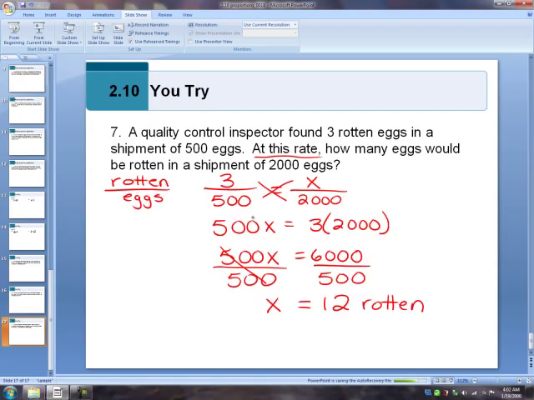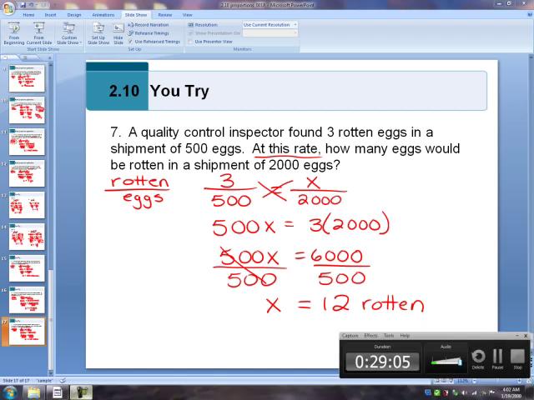Okay. Oh, and guess what? We are done. So that's it for 2.10. Yes, 2.10. This is also the end of Chapter 2.